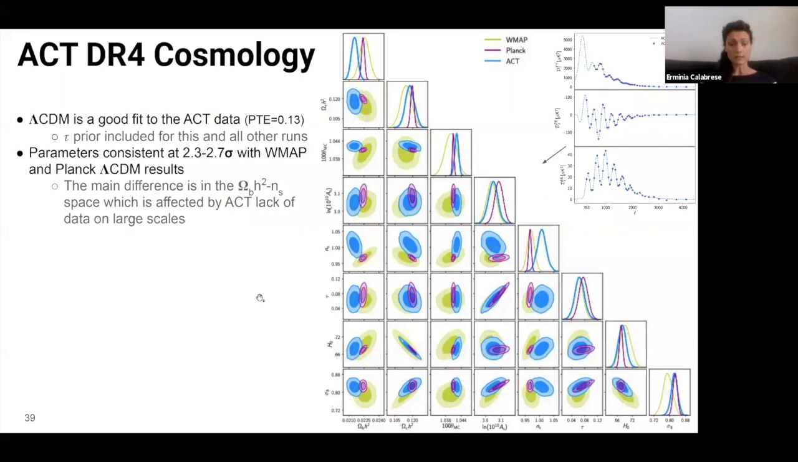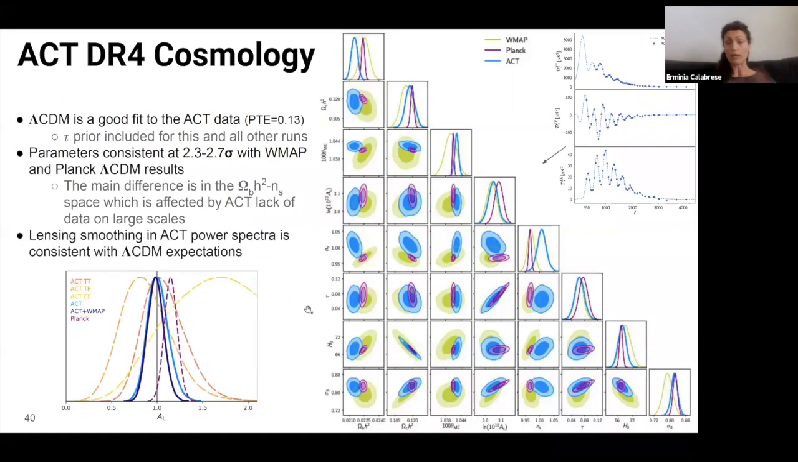Another consistency test that we can do in Lambda CDM is to look at the measurement of the lensing smoothing in the ACT power spectra, which in Lambda CDM is expected to give an amplitude for this lensing parameter of 1. And as you can see from this plot, we recover the expectation from Lambda CDM with ACT really well.